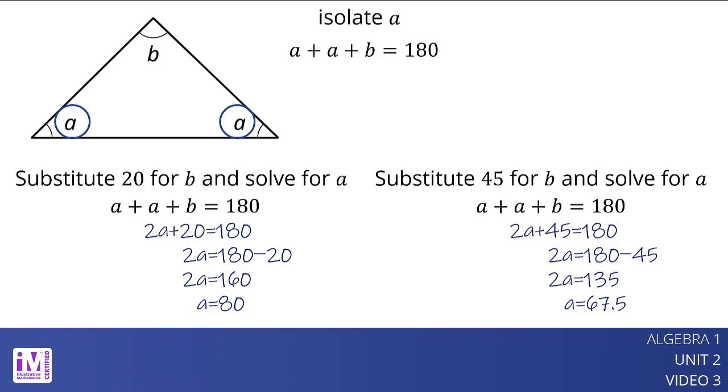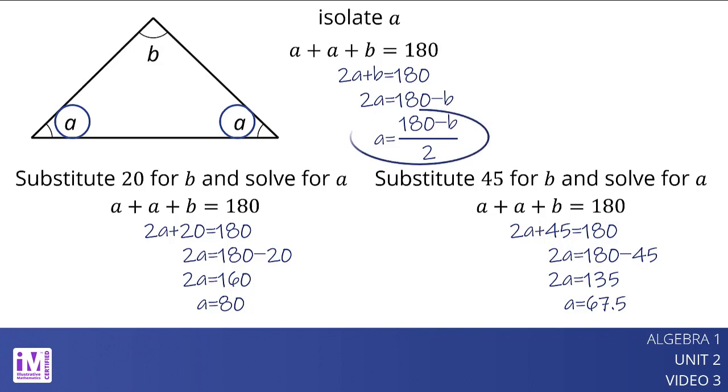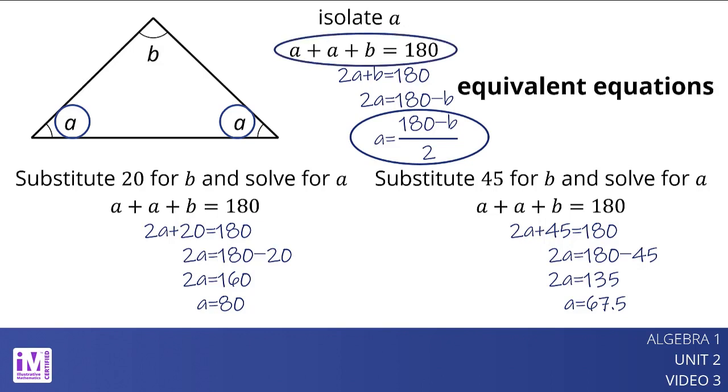From the original equation, 2a plus b equals 180, subtract b from each side to get 2a equals 180 minus b. Divide each side by 2 to get a equals the quantity 180 minus b divided by 2. This equation is equivalent to the first one. To find a, we can now simply substitute any value of b into this equation and evaluate the expression on the right side.